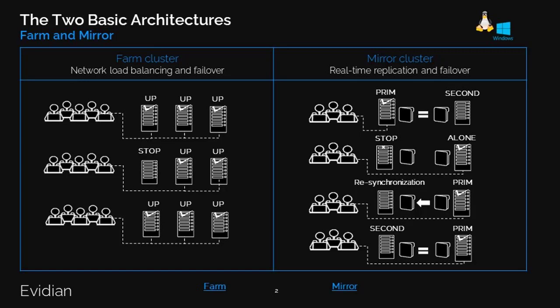Now, let us consider a mirror cluster. The initial prim second state means that the solution is highly available. Users are connected to the virtual address on the prim server. The application runs on the prim server, typically Microsoft SQL Server or Oracle or MySQL. The application is ready to be restarted on the second server in case of failure. The file directories where the application data is stored are replicated in real time from the prim server to the second server. Server 1 fails.